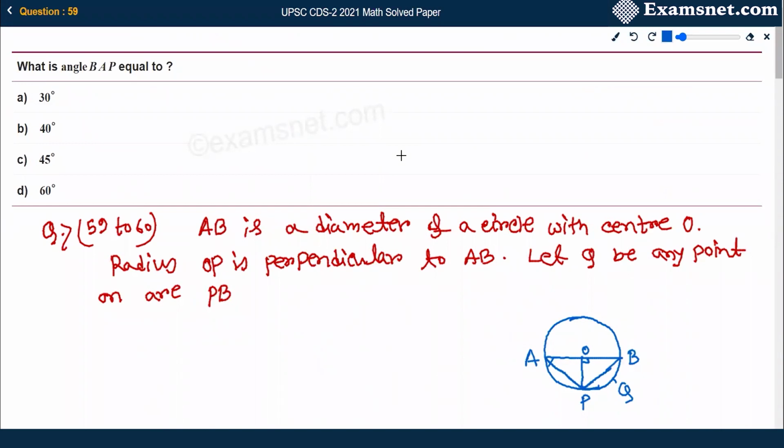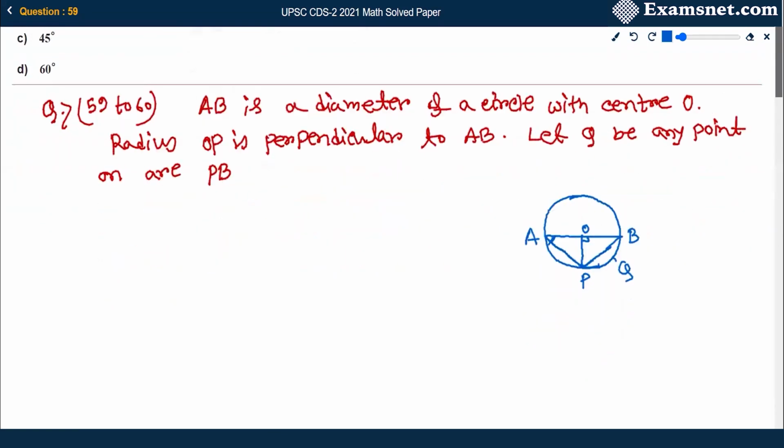In question number 59, it is given that, first of all, the question part was missing here. I have already written it down. There are two questions based on this given information, 59 and 60. The question is: AB is a diameter. I have also drawn the figure. AB is the diameter of a circle with center O. Radius OP is perpendicular to AB. Let Q be any point on arc PB. Then we are asked to find the angle BAP.